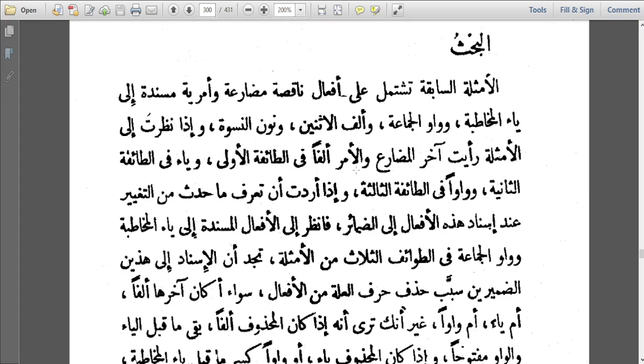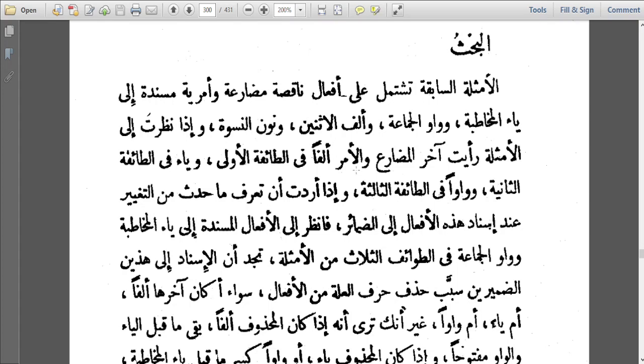So let's look at the bahth. It says الأمثلة السابقة تشتمل على أفعال ناقصة مضارعة وأمرية مسندة إلى ياء المخاطبة. So the previous examples contain verbs that are ناقصة, that end with a حرف العلة, and they are also مضارعة. They are present tense verbs, and we have the أمرية. So we have the present tense verb, and then we also have the imperative form, the command form, in front of it. And all these verbs are مسندة إلى ياء المخاطبة. They have been linked to the ياء المخاطبة.